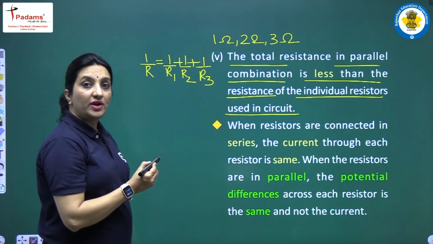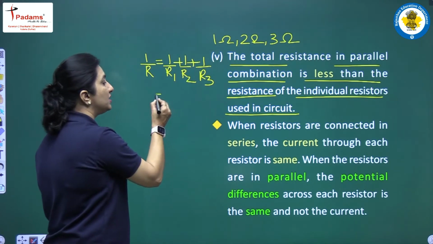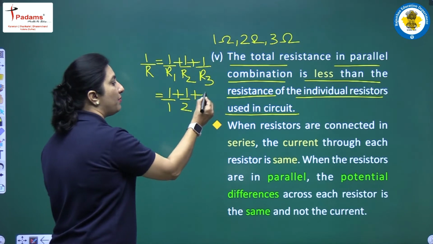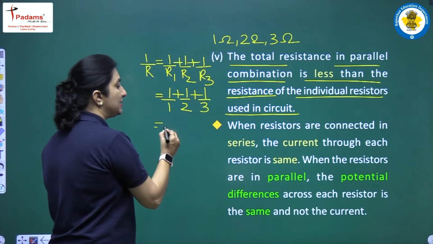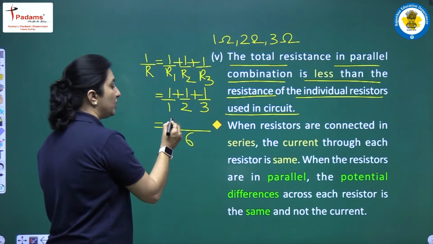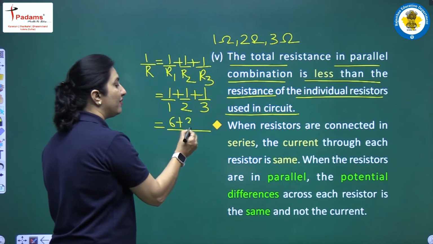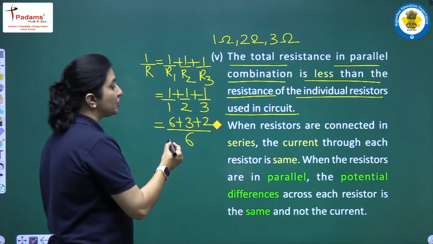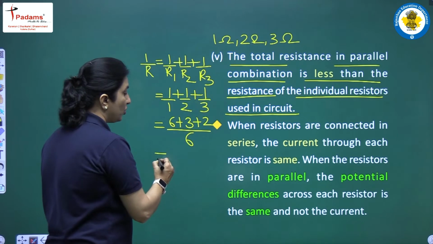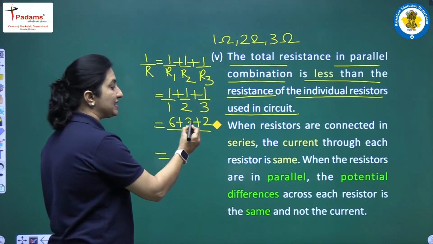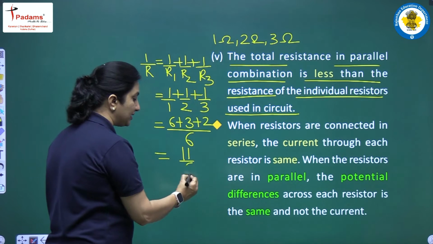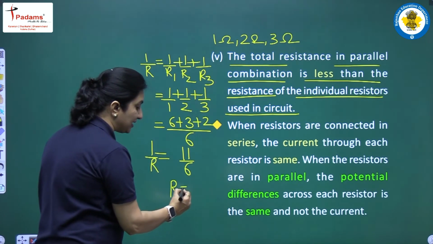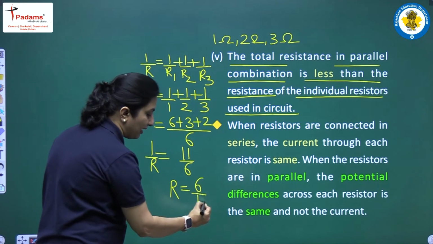So what we will do here students is we will substitute the values. So 1 upon 1 plus 1 upon 2 plus 1 upon 3. So the LCM can be taken as 6. So here we will have a 6, here we will have a 3 and here we will have a 2. So what we see here students is that the total comes out to be 6 plus 3 plus 2, which is 11 upon 6. Now this is the reciprocal of the equivalent resistance. So the equivalent resistance is 6 upon 11.